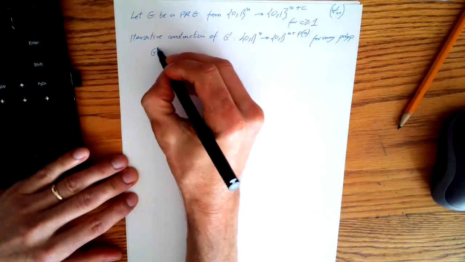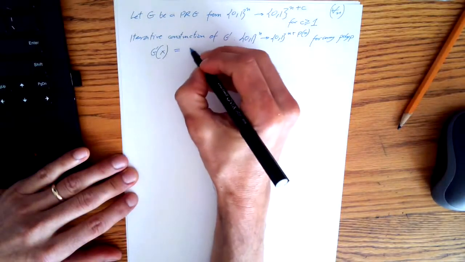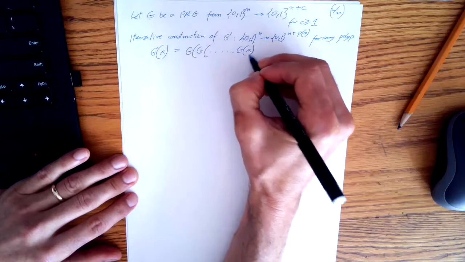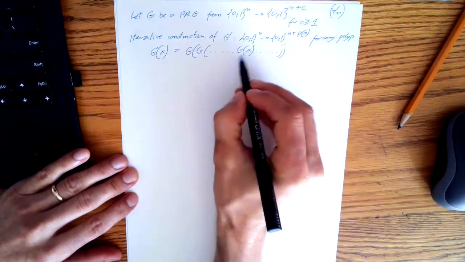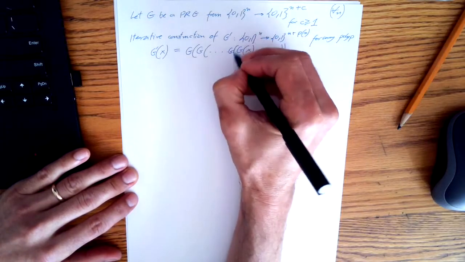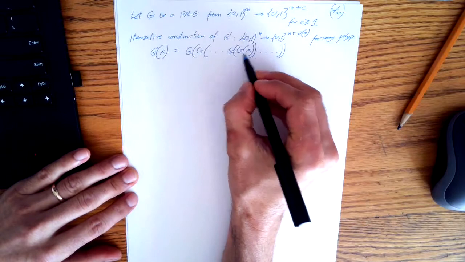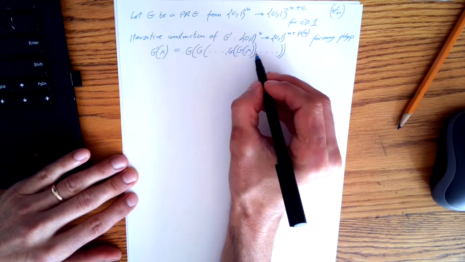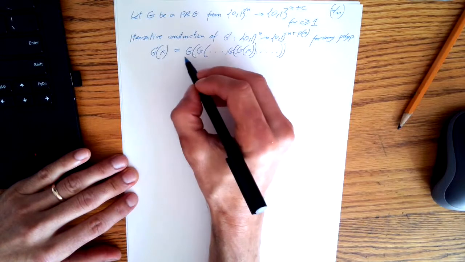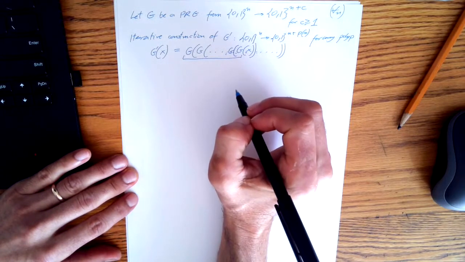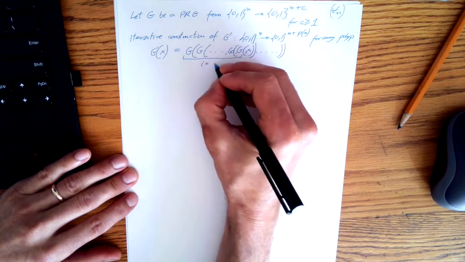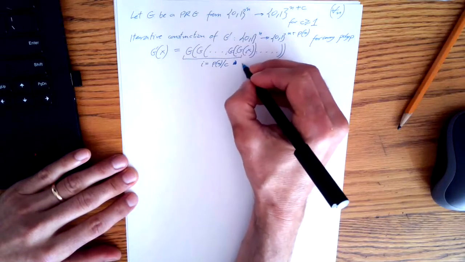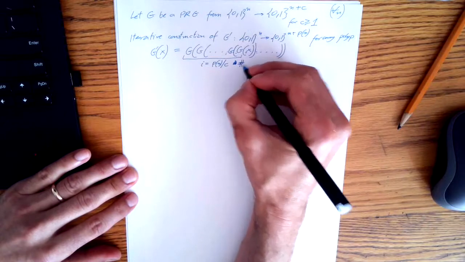G prime of x was basically G of G of x. So I iteratively applied G to the output of G. I start with n bits. This gives me n plus c, this gives me n plus 2c, etc. So how many of these do I need to take? I need to take i equal to p(n) divided by c, repeated that number of G calls.